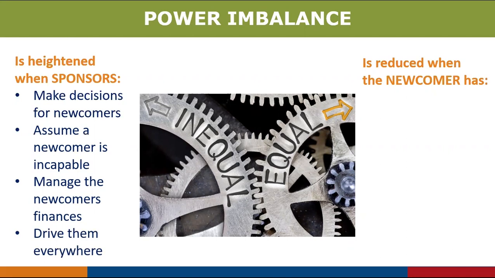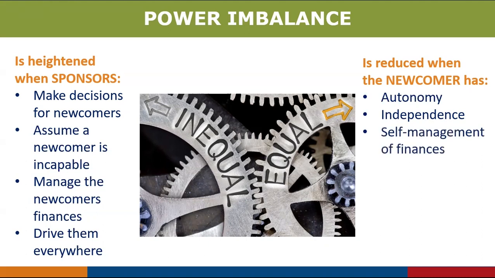So a way to reduce the power imbalance is to provide them with the freedom of choice, the independent decision-making. That's what autonomy means: that they can make decisions independently, and that they have independence to do things on their own, that you're not always hand-holding them with everything. A good practice is to show them once, do it with them once, and then let them do it on their own. And power imbalance can be reduced, and it should be done as soon as possible, by allowing them to self-manage their own finances.